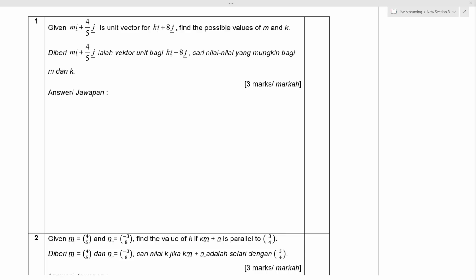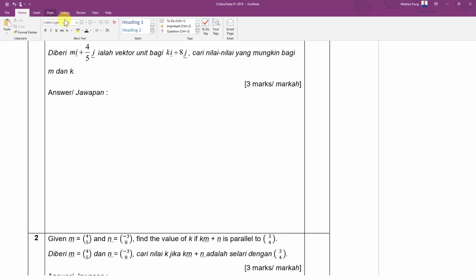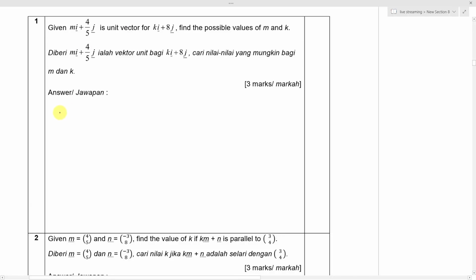Alright, so let's begin question number 1 here. If mi plus 4 over 5 j is a unit vector for ki plus 8j, find the possible values of m and k. First thing is you have to know what a unit vector is. I will need some color here. Basically, the unit vector of A equals vector A over the magnitude of A. So this is what happens for a unit vector.